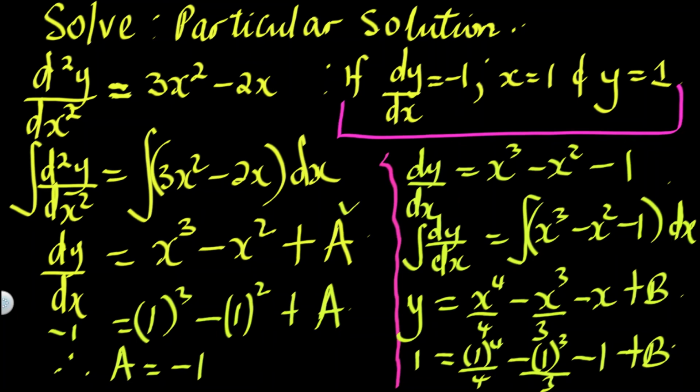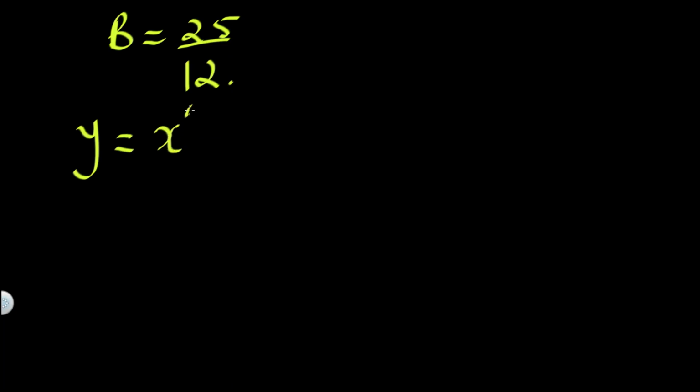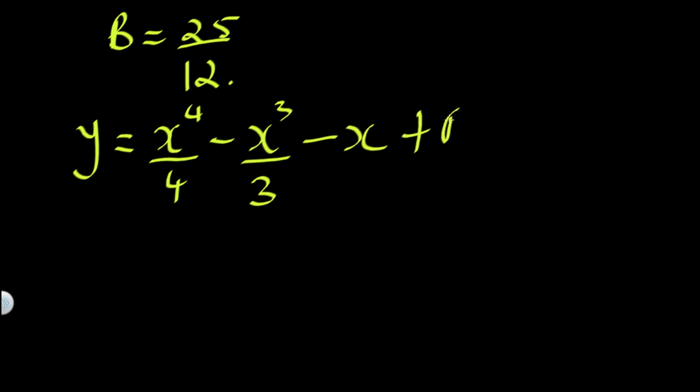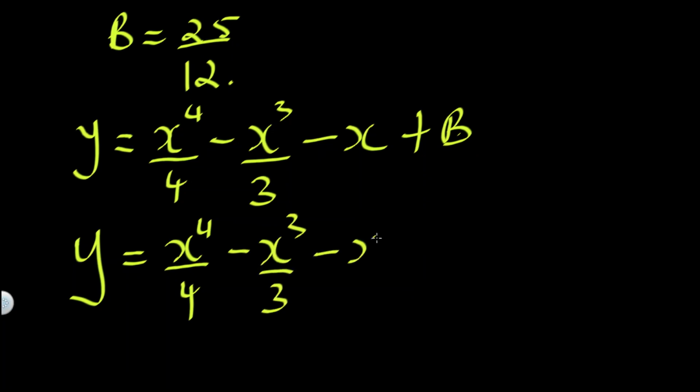Let's go to that. So we found that our b is 25 over 12. Now we know that our y is equal to x to the power 4 over 4 minus x to the power 3 over 3 minus x plus b. This means our final answer is y equals x to the power 4 over 4 minus x cubed over 3 minus x plus 25 over 12. This should be the final answer.